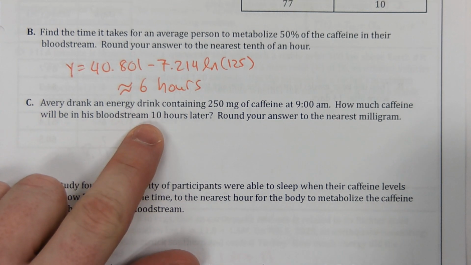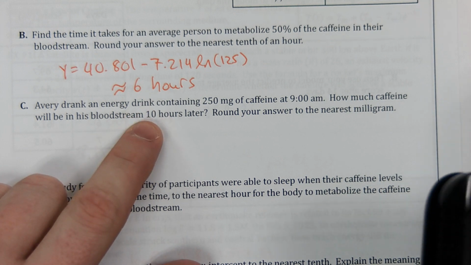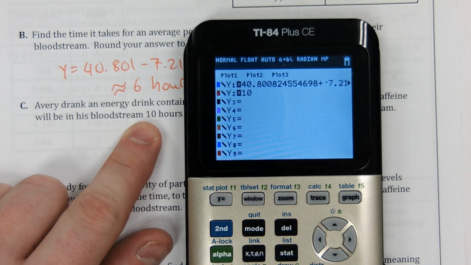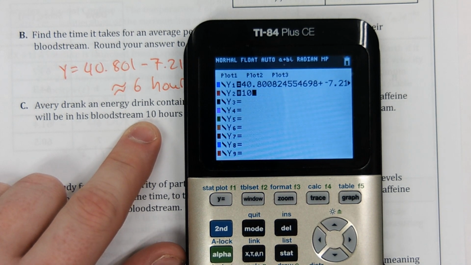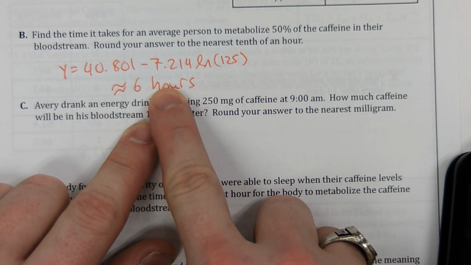Oh wait, no. We're trying to figure out how much caffeine is left 10 hours later. So when time is 10, right? I'm confused. Yes, when time is 10. And time is a Y value. So, I don't know. How much caffeine do you think there is? I mean, we know there's 125 at 6 hours.